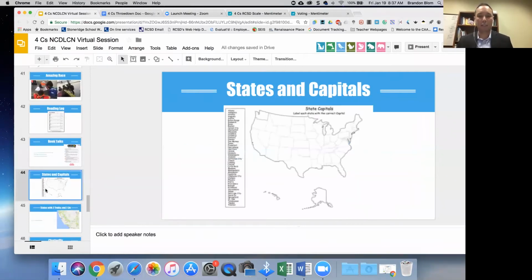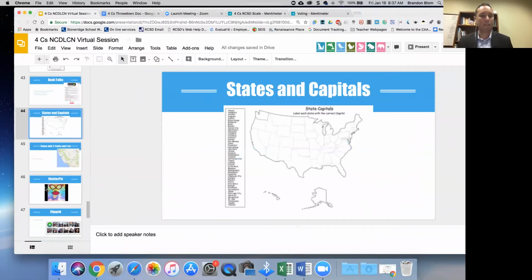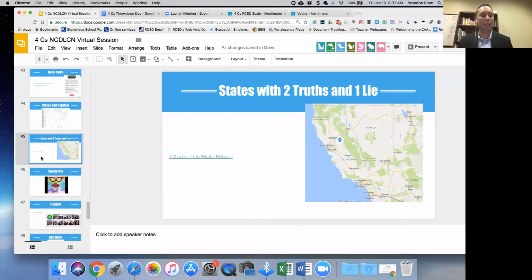Some other things. Let's see here. I want to make sure I get to the ones. There are some examples if you want something different than states and capitals, like, hey, just name the states. There's a fun thing you can do with Google Maps, 2 truths and a lie. So there's a link to that.